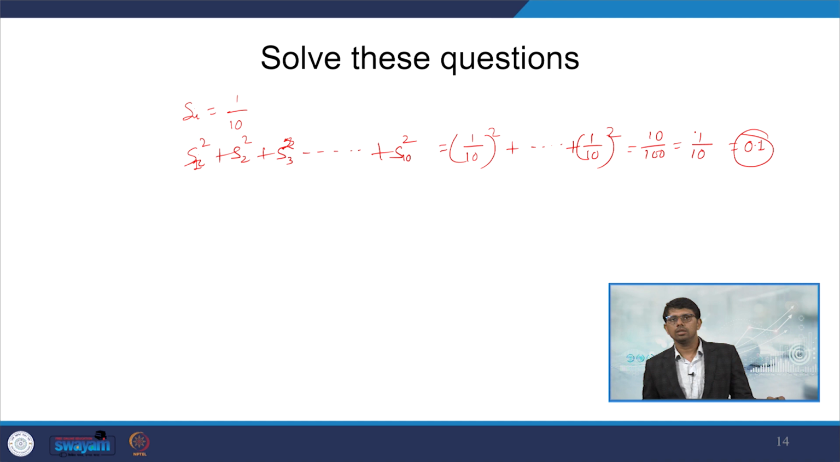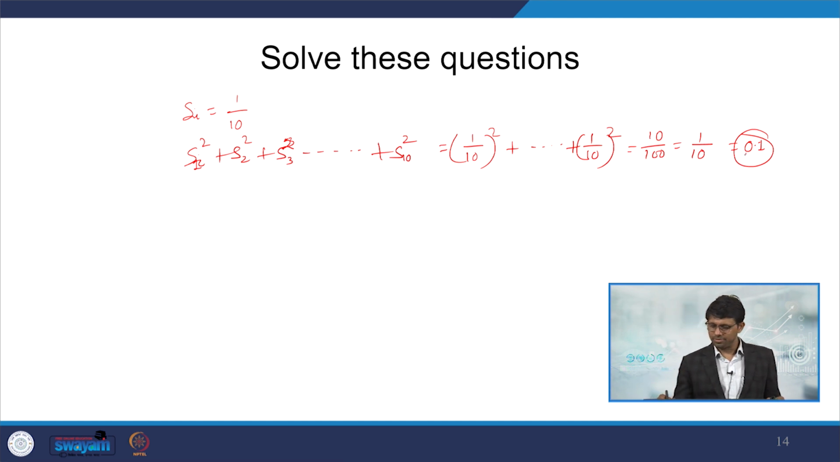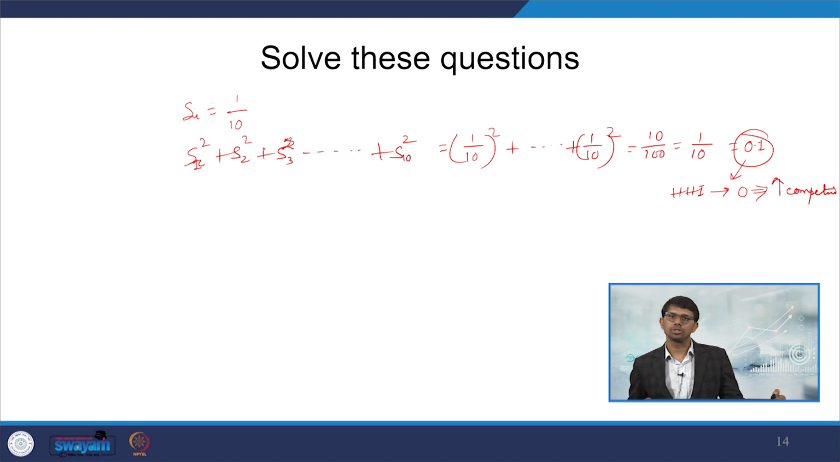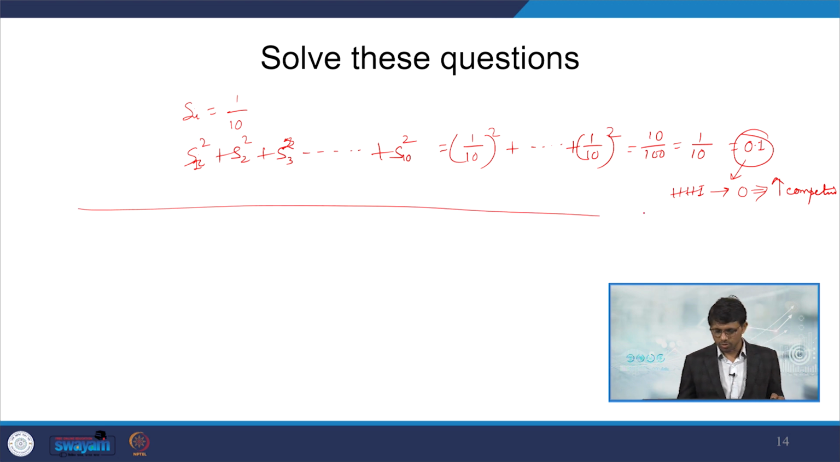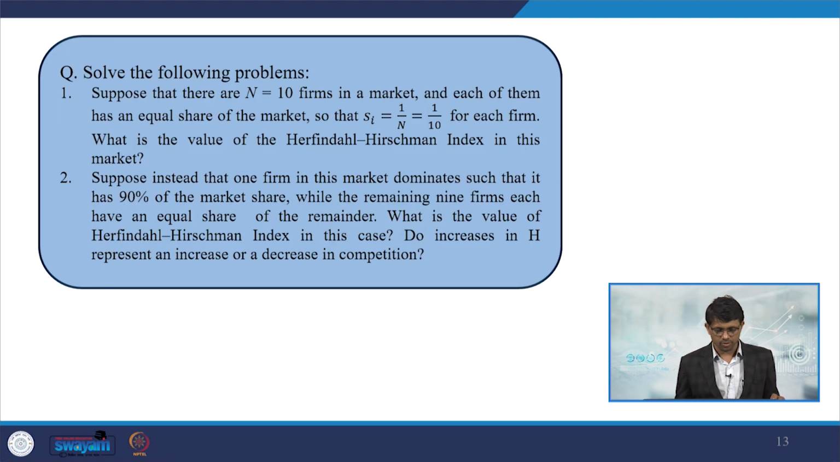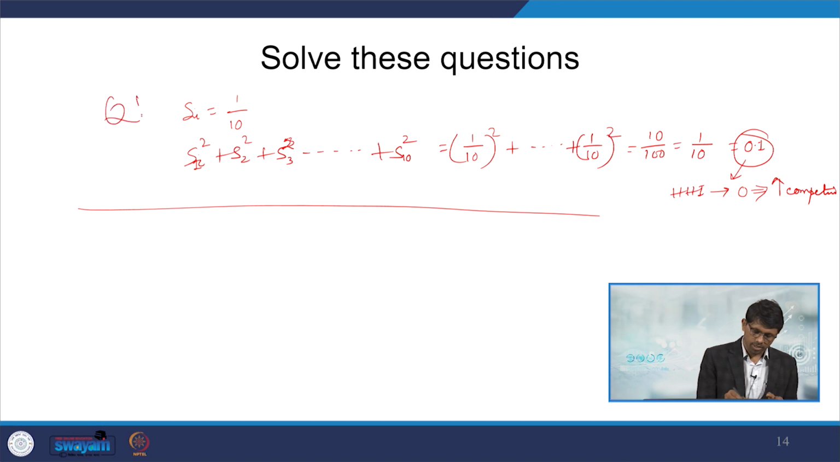So, 0.1, how do you interpret this? It is very close to 0, as we have already said about the HHI level. If it is near 0, that means the extent of competition is higher. If it is close to 1, then there will be more concentration, and maybe some of the firms controlling a larger share. This is what you can calculate for the first question. This is for question number 1.